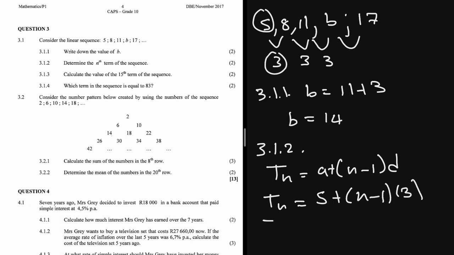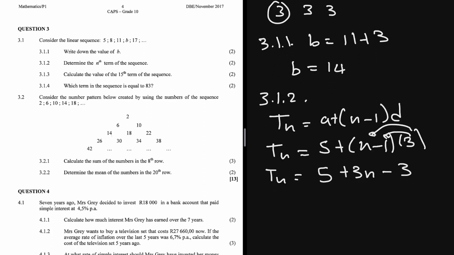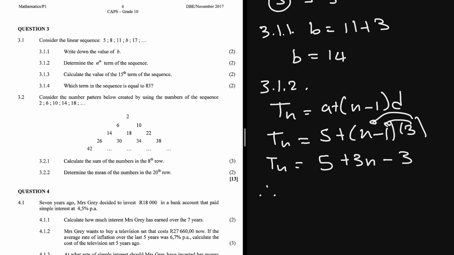So the general term is going to be 5, and then we say 3 multiplied by n, 3 multiplied by negative 1. Therefore, that is going to give us 3n minus 3. So the nth term or the general solution for this problem is going to be Tn is equal to 3n, and then 5 minus 3 is going to give us positive 2. So this will be our general term for the problem.